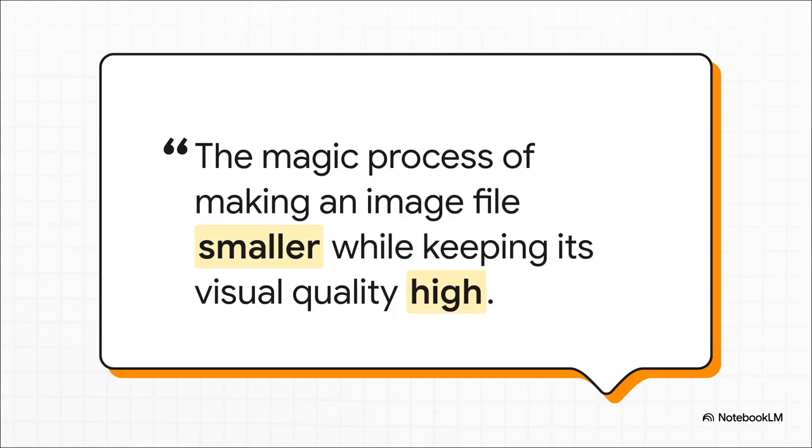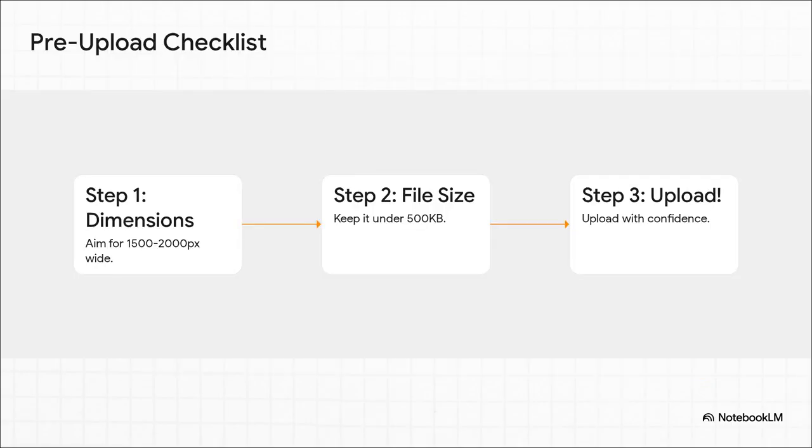And a website with fast, beautiful images doesn't just make your visitors happy, it makes Google happy too, which helps more people find you in the first place. Let's boil this all down into a super simple checklist you can use every single time. Step 1. Check the dimensions. You're aiming for that magic number, around 1,500 pixels wide.